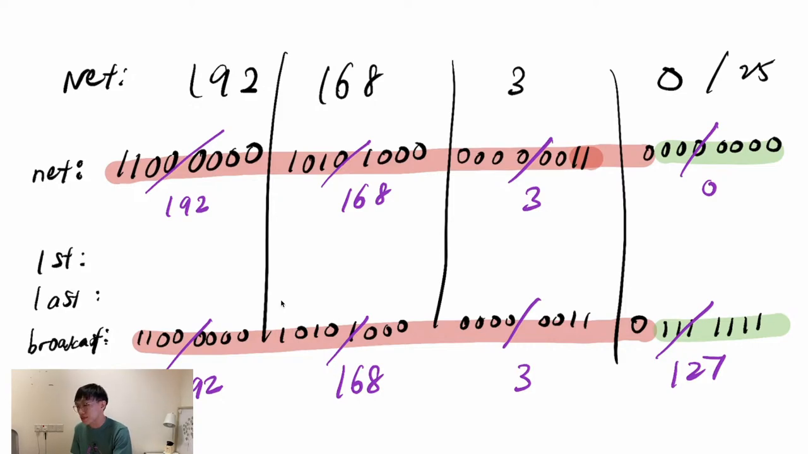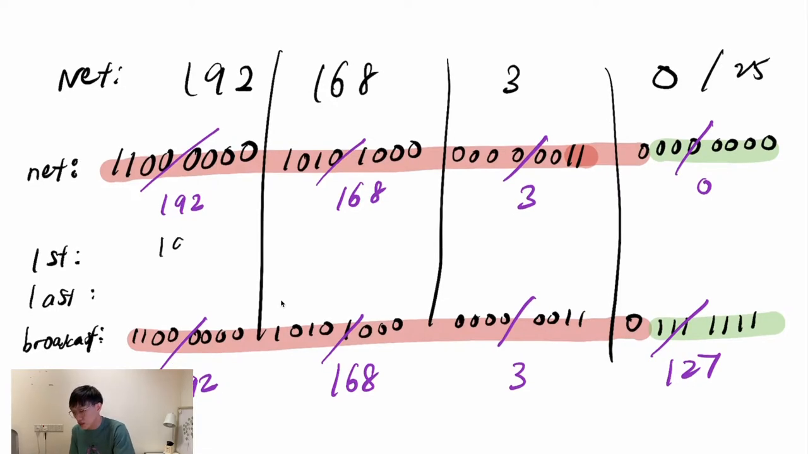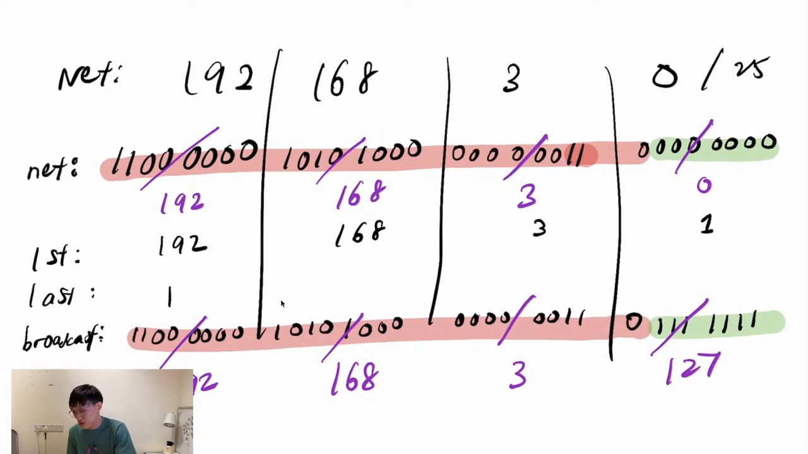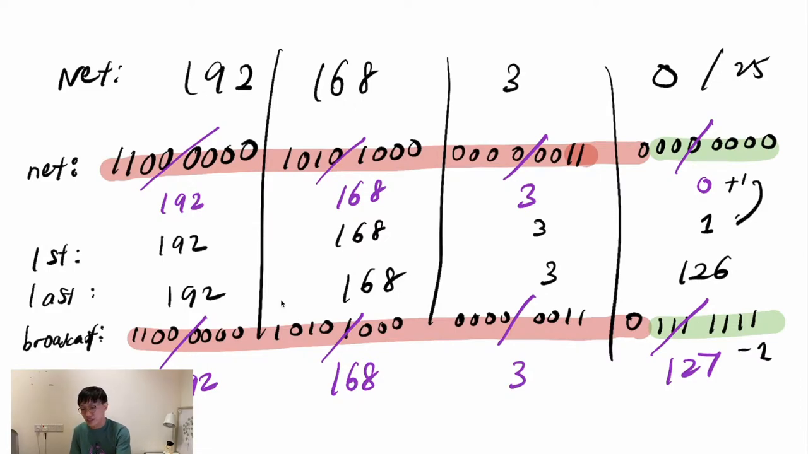Now, very simple. The first usable IP is the network address plus 1. So 192.168.3.1. The last usable is the last address minus 1. So 192.168.3.126. These are minus 1, plus 1. This is how you get the first usable and the last usable IP address.